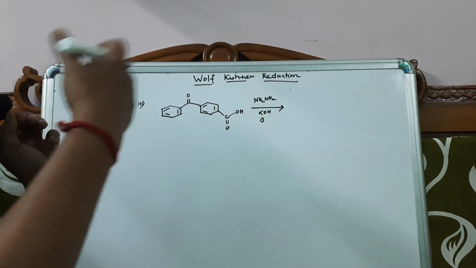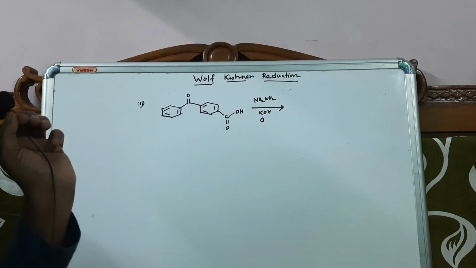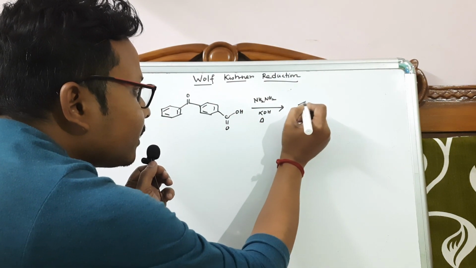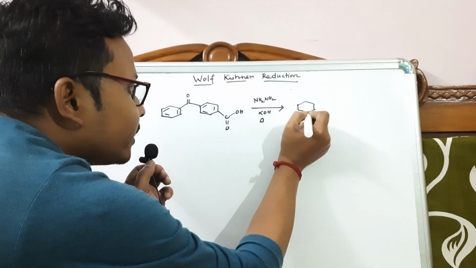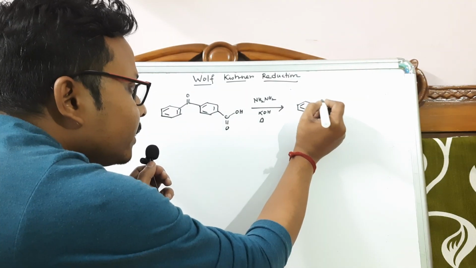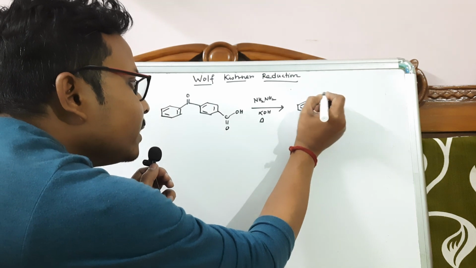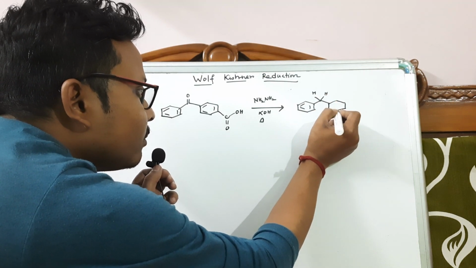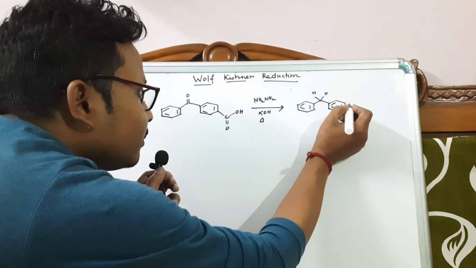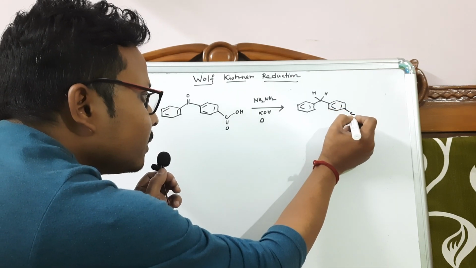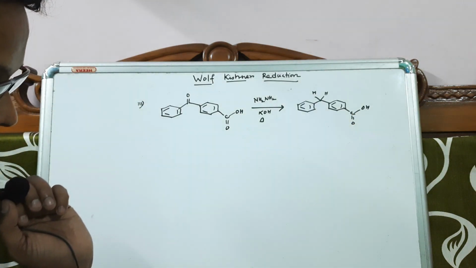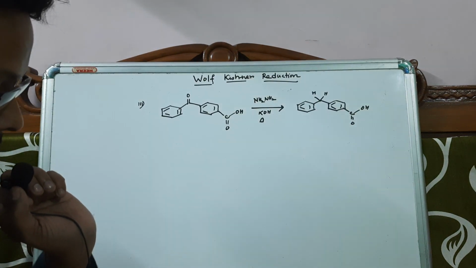The other remaining functional group remains unaltered and unreacted. Only the keto functional group becomes methylene. The keto functional group's carbonyl carbon becomes a methylene carbon, and the carboxylic acid part remains intact. Okay, no change in the carboxylic acid part.